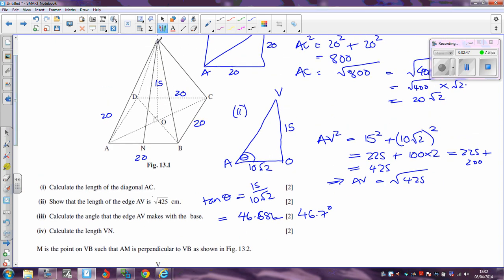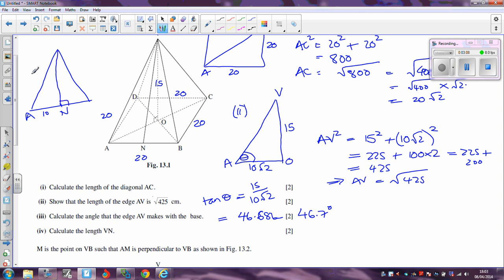Next part of the question says calculate the length of VN. Now we know that VN is from the top here down to the center. I'll draw it over here. So we are trying to find this, there's N. We know that from A to N is going to be 10 units because it's halfway from A to B, because this is the line of symmetry of this isosceles triangle, and we are trying to find this length here.